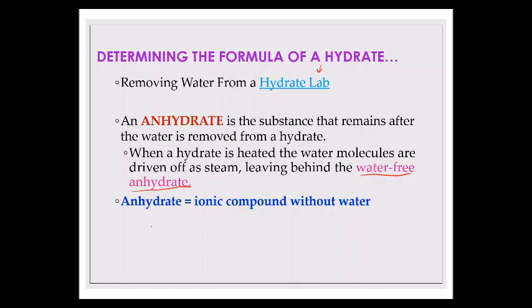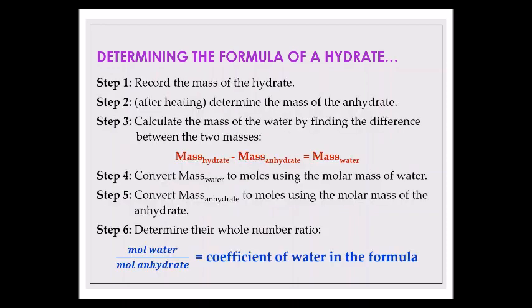We call the ionic compound without the water anhydrate. Hydrate has water, anhydrate is the ionic compound without the water. Okay, so get familiar with that term, anhydrate. Now this is a lot of steps, and this is why I put the steps in the notes, so you don't have to write them down. You can just refer to them and follow along with what I'm doing.